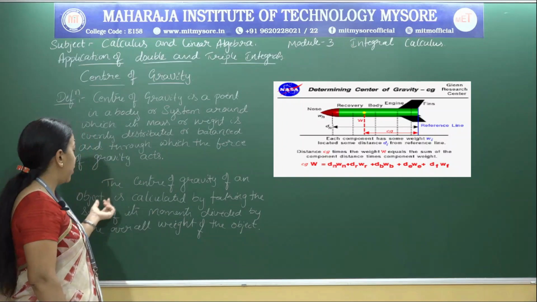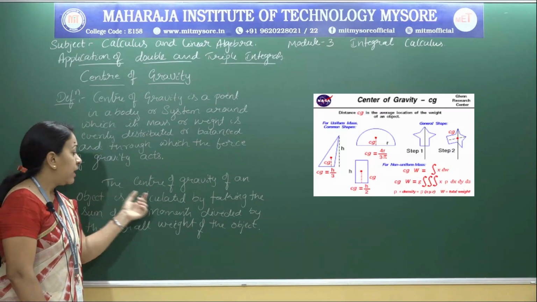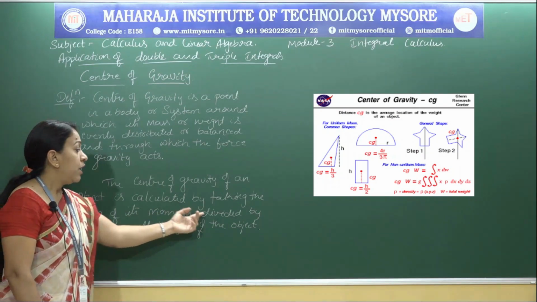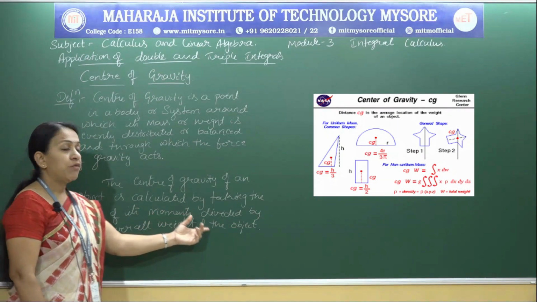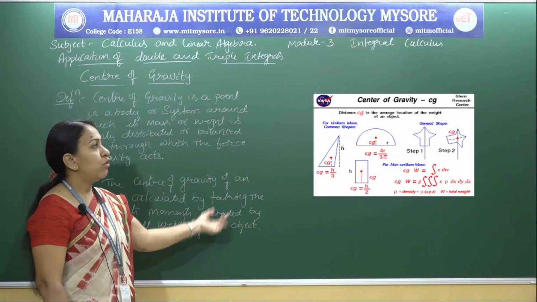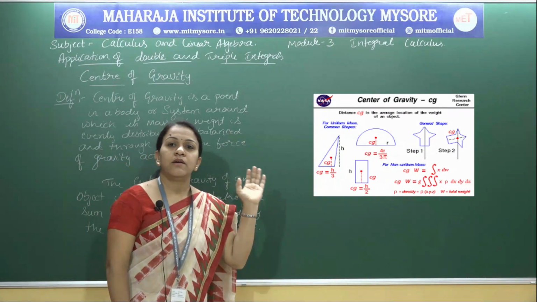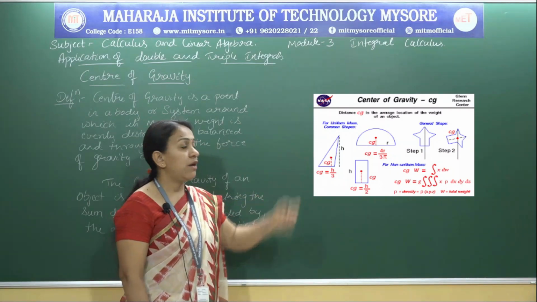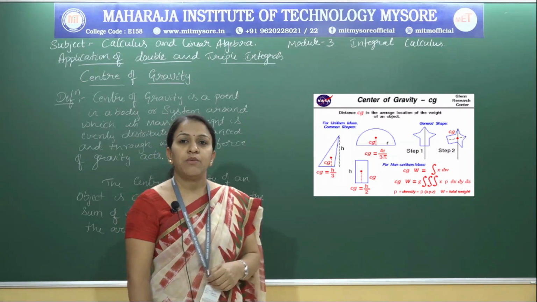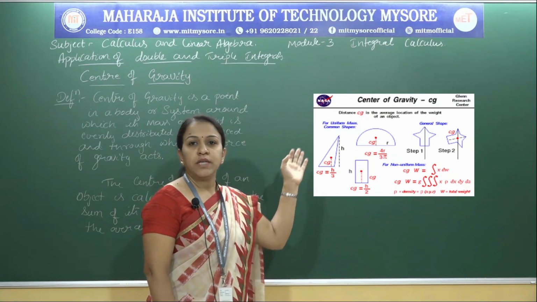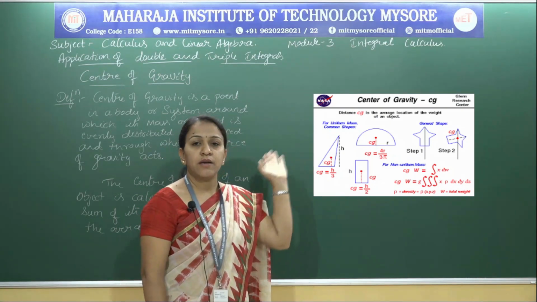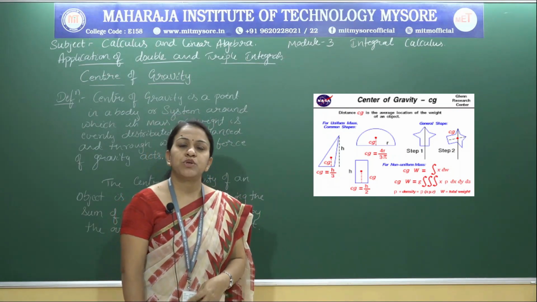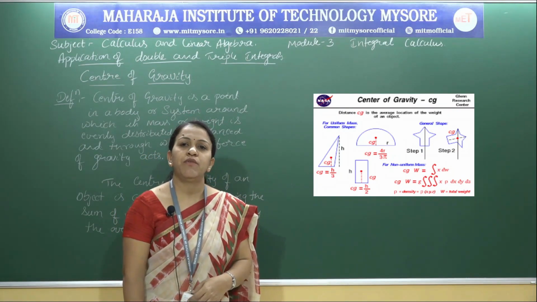So how to calculate the center of gravity now? The center of gravity of any object is calculated by taking the sum of its moments divided by the overall weight of that object, right? So we can calculate the center of gravity for different shapes. As you see in the slide, we can find the center of gravity for all of these.